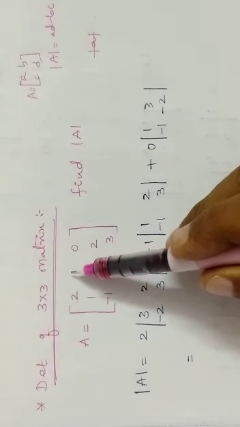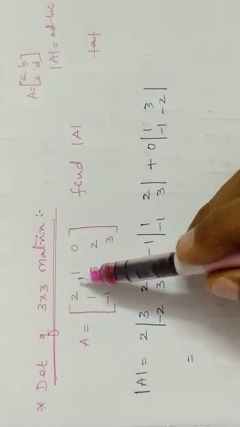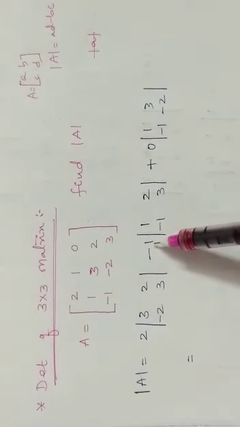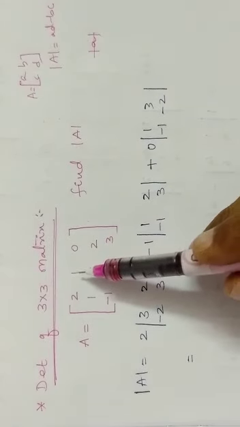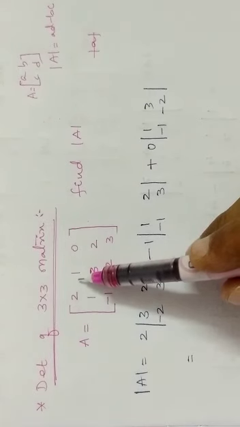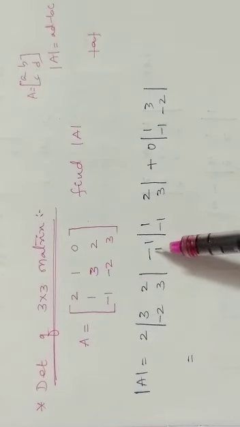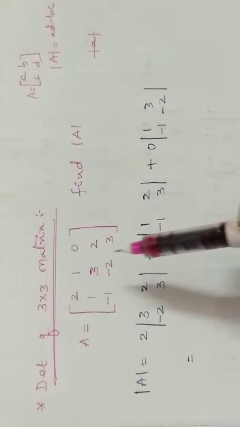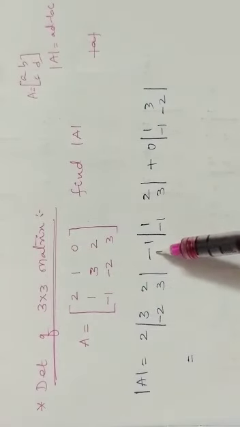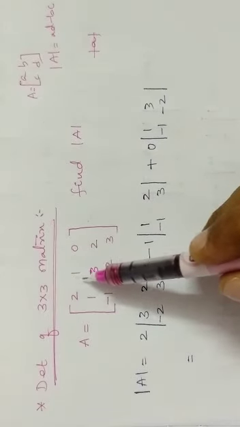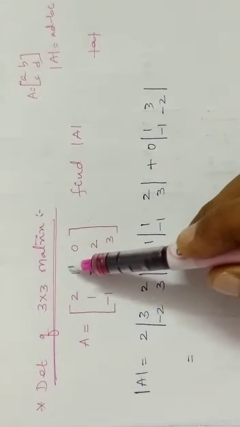For the second number, you have to change its sign. This is plus 1, you have to write minus 1. You have to change the sign of the middle number. If it is plus 1, you have to write minus 1. If it is minus 1, you have to write plus 1. Only for the middle one, you have to change its sign.